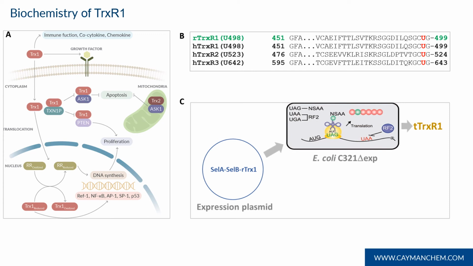The expression of rat thioredoxin reductase R1 was done in the engineered E. coli host C321 delta A using a tricistronic expression plasmid consisting of SelA, SelB, and rat thioredoxin reductase R1, with various modifications, which was originally described by Elias. With our modified method of heterologous expression and purification, soluble protein was obtained.